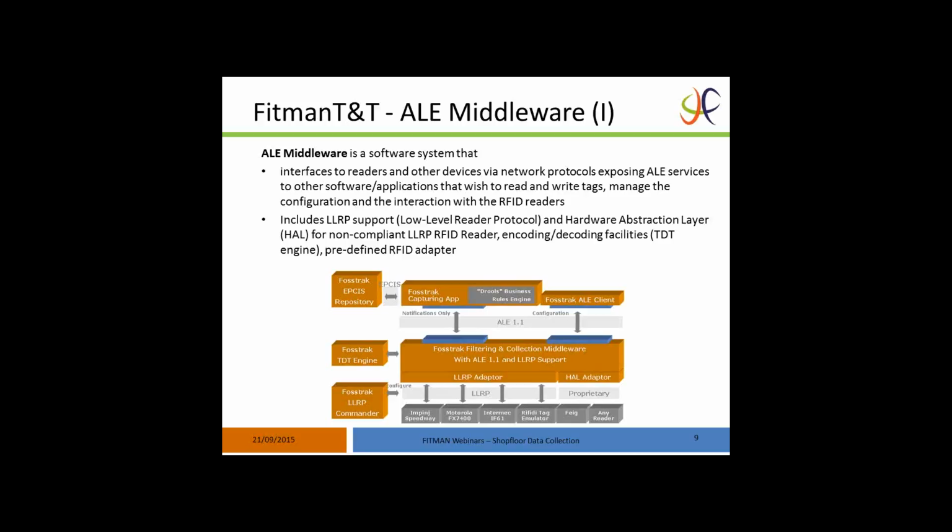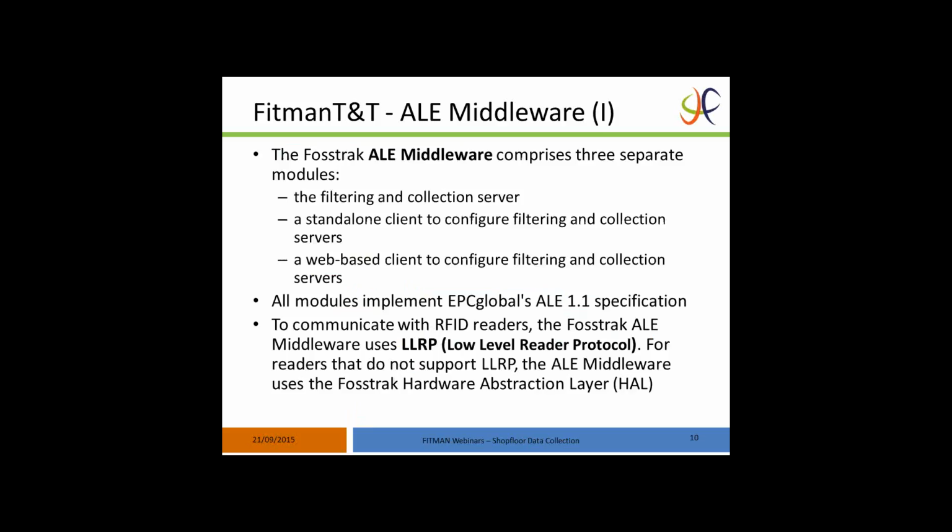As you can see, they offer different interfaces. At the bottom of the graphic, we have the different RFID readers. We have the Intermec, the Motorola, and Impinj, which are LRP compliant. We have an LRP adapter, which is supported by this middleware. And for those that are not compliant with this low-level reader protocol, we have a hardware abstraction layer called HAL, which will facilitate encoding and decoding the different information. And then at the top of the image, we have the relation with the EPC repository, which is the component that we will see in the next slides.